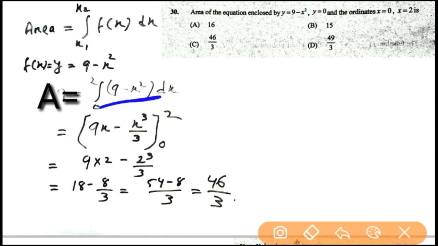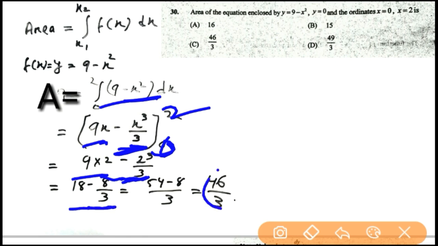So its integration is 9x minus x cube by 3, limit is 0 to 2. So 9 into 2 minus 2 to the power 3 by 3, that equals 18 minus 8 by 3. So the answer is 46 by 3. So option C is the correct answer.